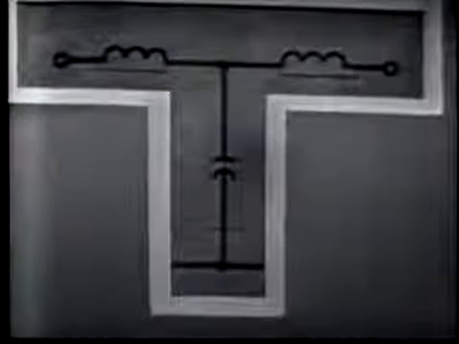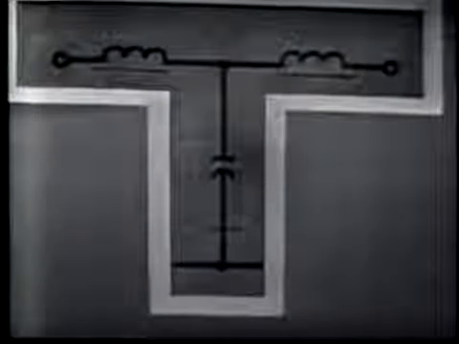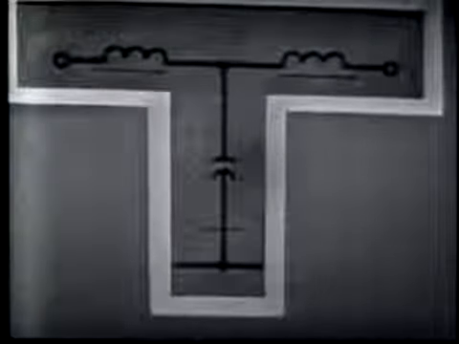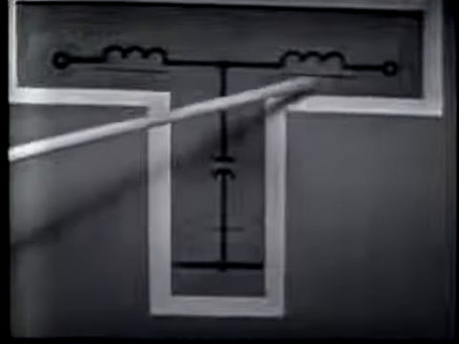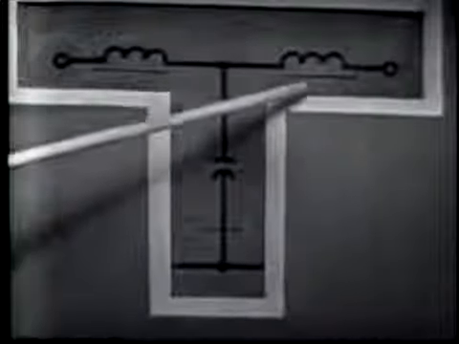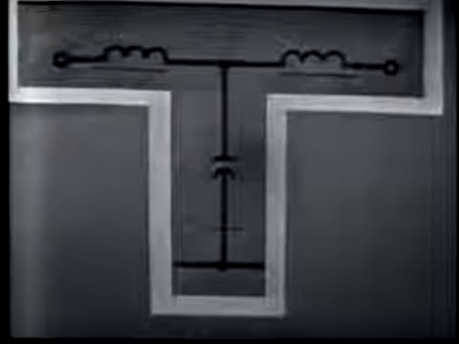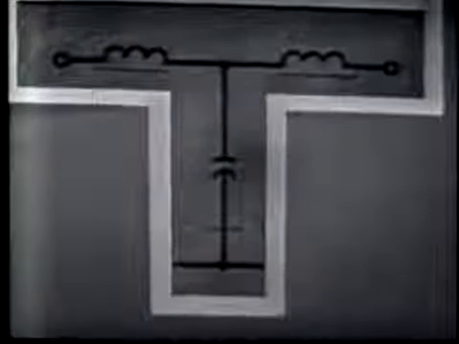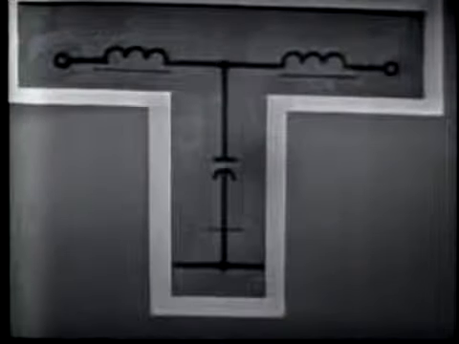This filter has several advantages over the simple L section filter. One, it provides better overall filtering because there's a filter component in both series legs of the filter, both the input and the output. Another advantage is that with this configuration, it doesn't matter which side of the filter is hooked up to the input. The impedance is the same in either direction. And this is an important consideration in circuit design.